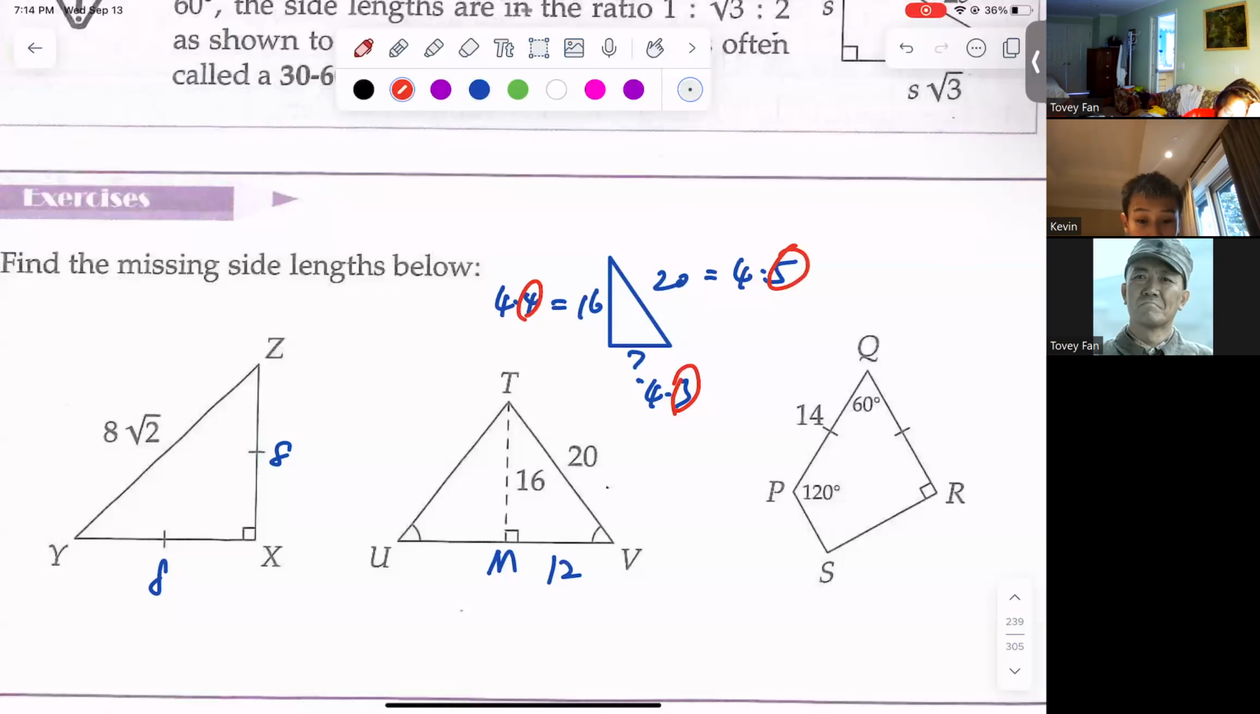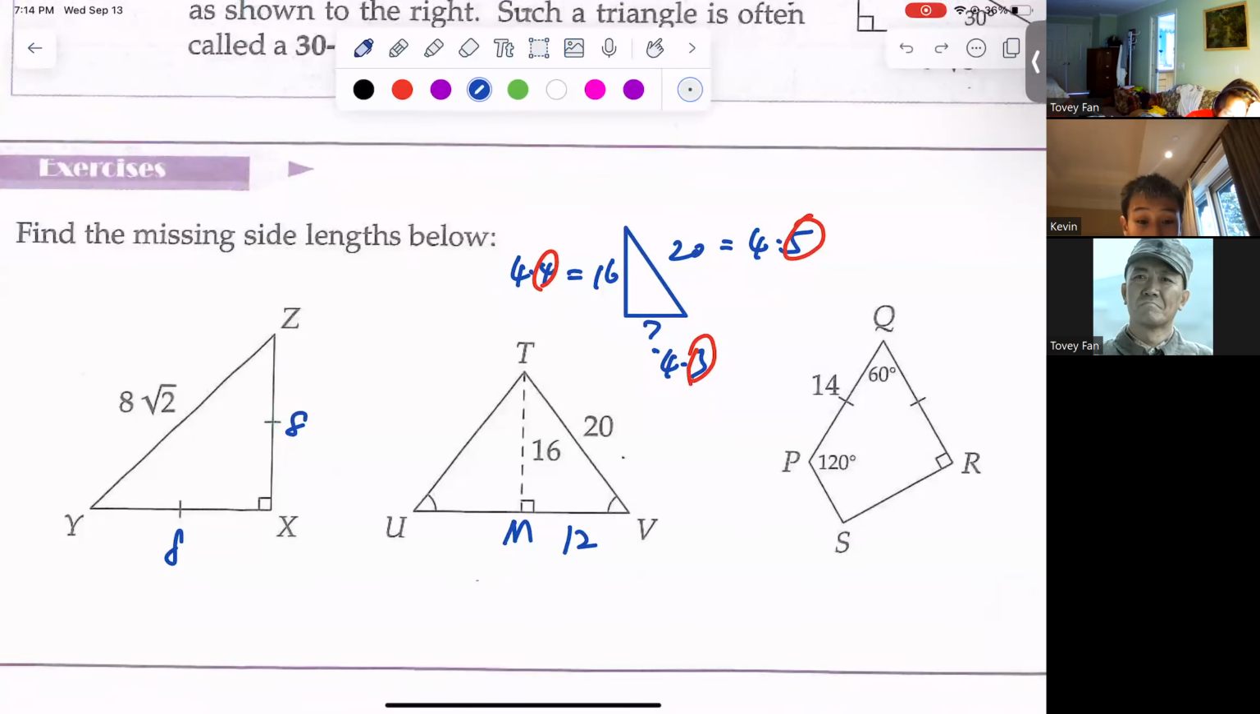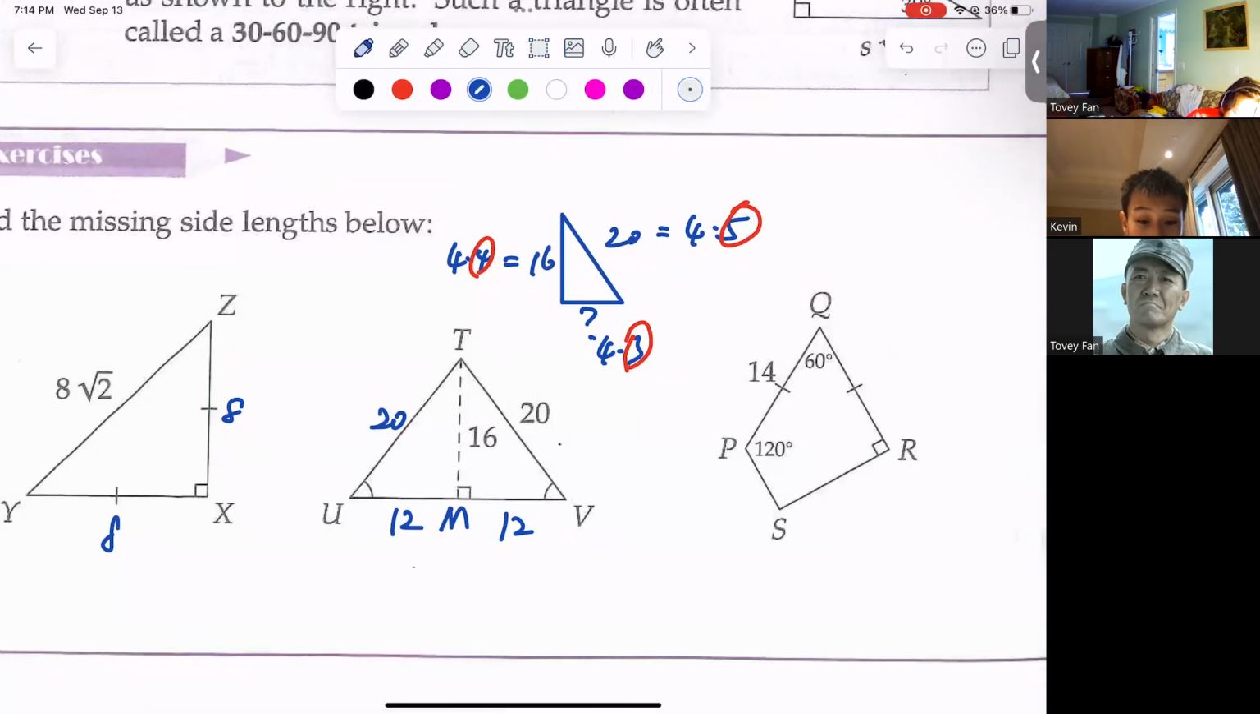Does it make sense now, Kevin? Yeah. Okay, good. Continue. So now we know this is 12. We're going to label all the missing sides. So we have a 12. What about the other missing sides? I think it's the same. Yeah, it is the same. So that's 12, and the other is 20 and 12, right? Make sense? Yeah, okay. Next.